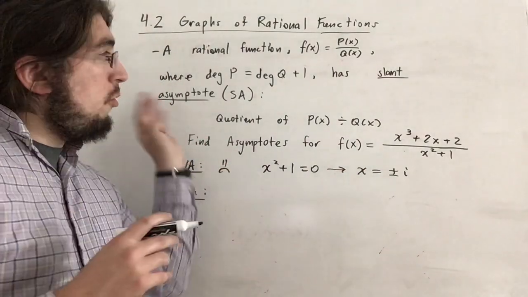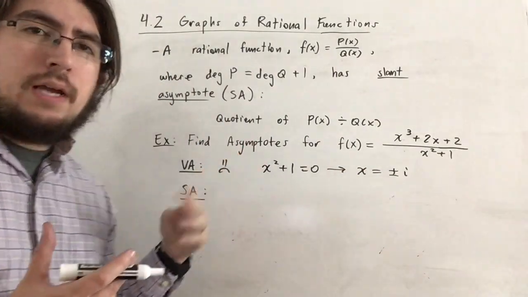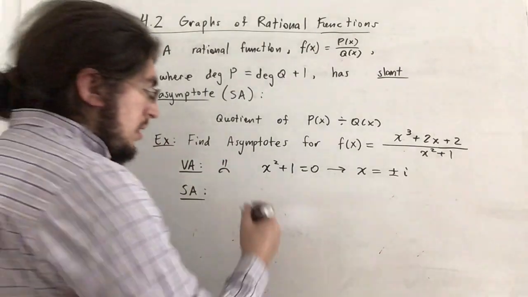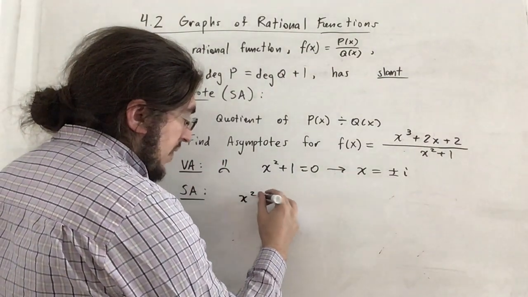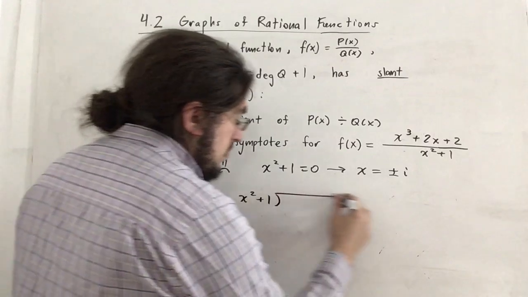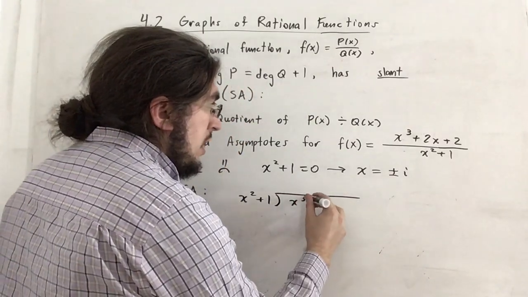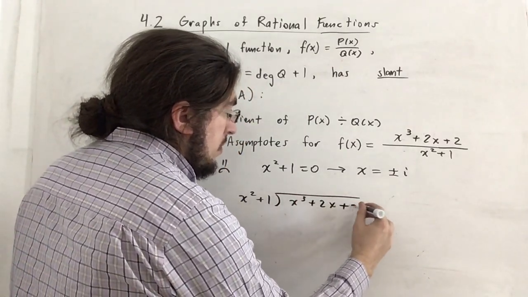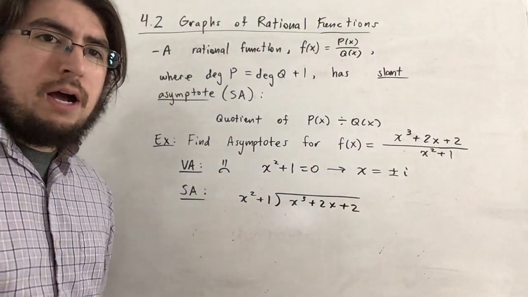Great. So now according to this, what do we do? We find the quotient. And then in doing that, I'll explain why it works. So let's actually divide. So we're dividing x squared plus 1 into x cubed plus 2x plus 2. And let's see if we remember how to do this.